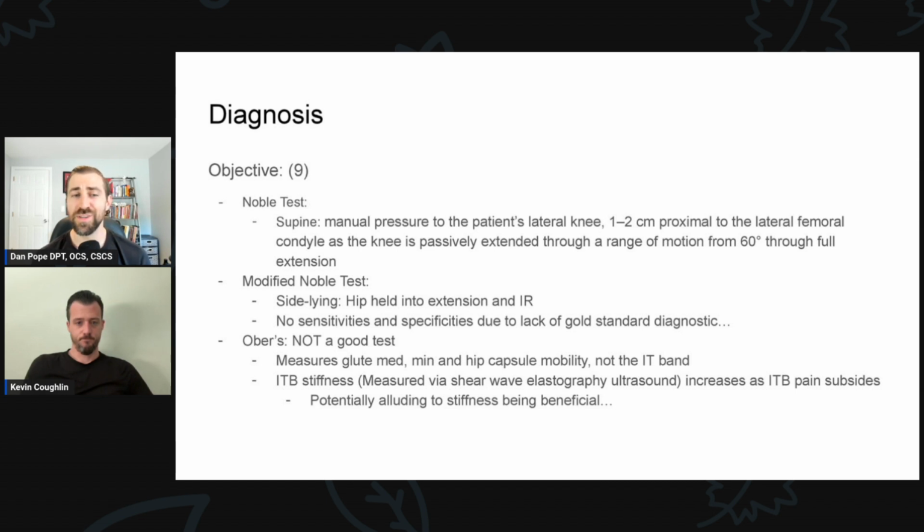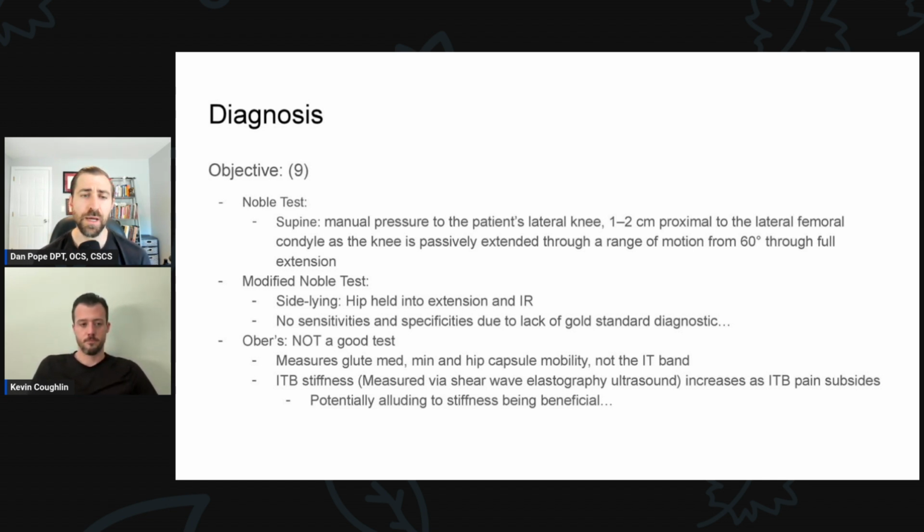You can also do this in sideline with the hip held into extension and internal rotation. This is a modified Noble test. The idea is that this position, as we described, is going to load up that TFL a little bit more, maybe reproduces their pain more so than a standard Noble's test.